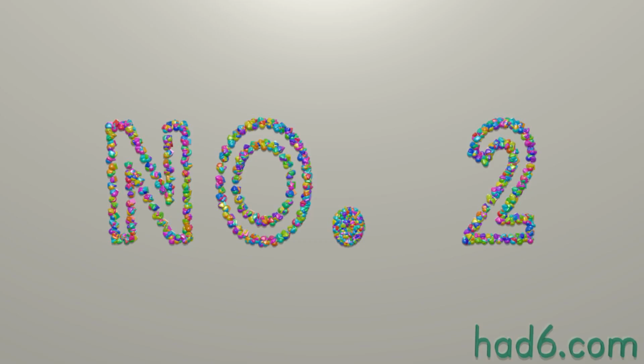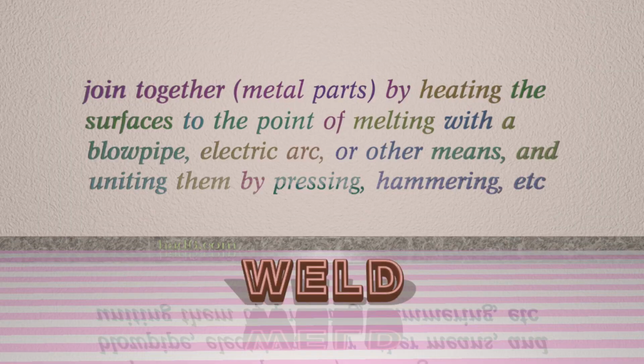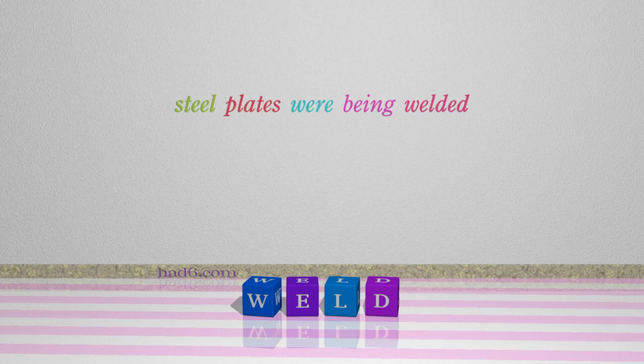Number 2. Weld, which means join together metal parts by heating the surfaces to the point of melting with a blowpipe, electric arc, or other means, and uniting them by pressing, hammering, etc. Weld. For example, steel plates were being welded.